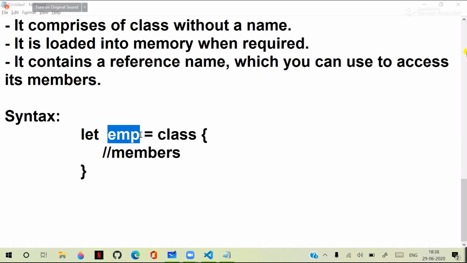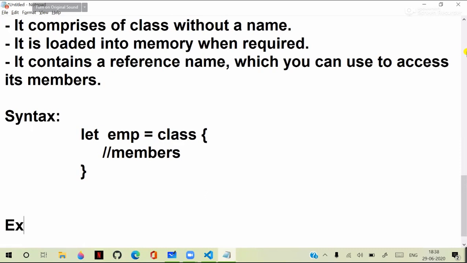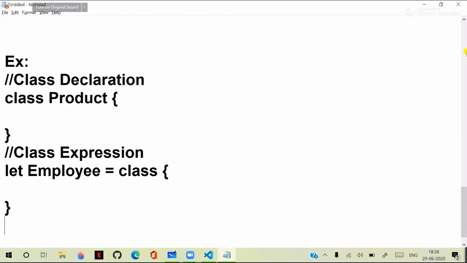Understood? What is the purpose of a declaration and what is the purpose of an expression? These are the two important basic things you need to understand every time: declaration and expression. Next important, after understanding this, what you learned here is how to define and configure a class. This is a simple one: a class declaration and a class expression.